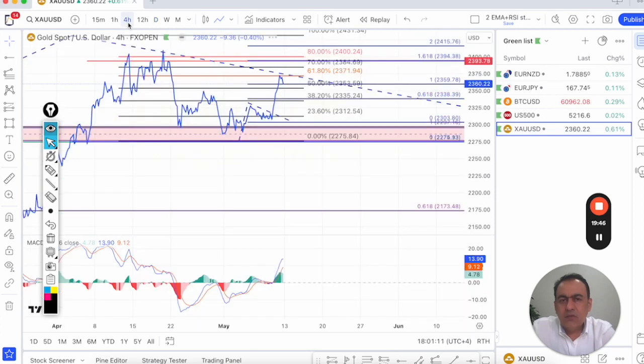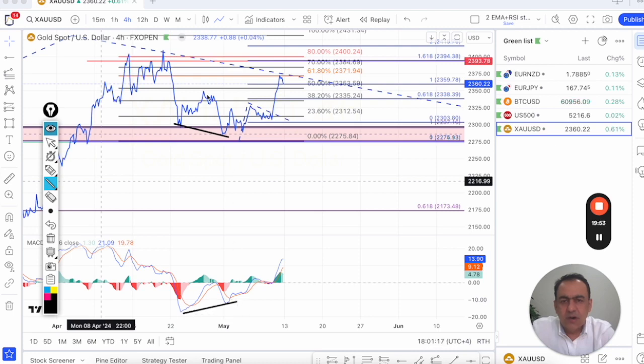Now coming down to the 4-hourly chart, if you notice, it printed a lower low with bullish divergence on the 4-hourly, and we got the breakout structure. We have a low, higher low, and higher low. So a bullish pattern is formed. Now I can expect some short-term correction.